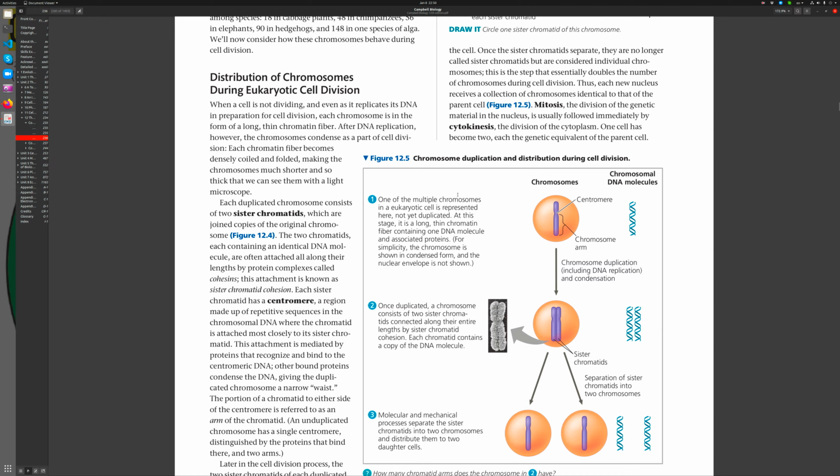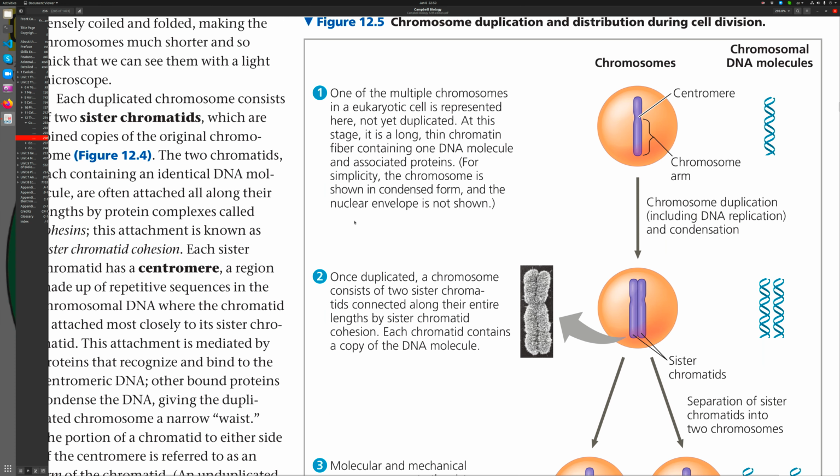So here we have this very important topic of chromosome duplication during cell division, because during the mitotic phase there is an important stage here. That's how chromosomes duplicate. One of the multiple chromosomes in a eukaryotic cell is represented here. It hasn't duplicated, and then it duplicates, including DNA replication in interphase, and it condenses. And that occurs until metaphase of mitosis. We'll talk about the phases of mitosis later in this video.